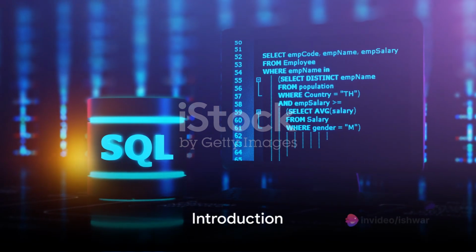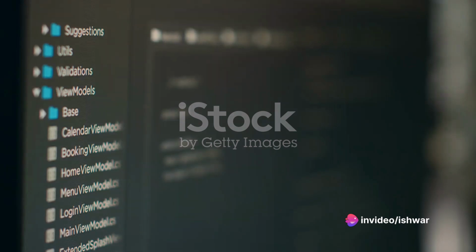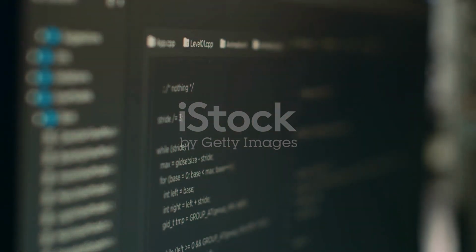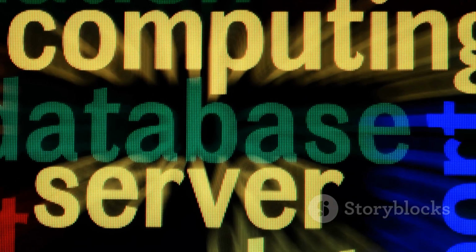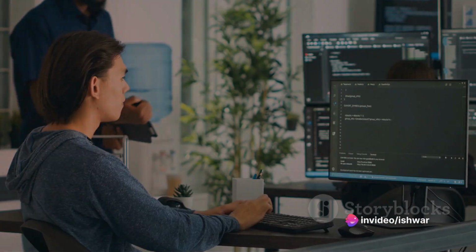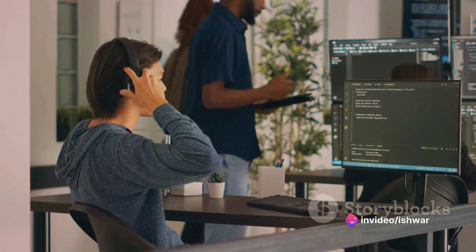Ever wondered what the difference between stored procedures and functions in a database is? Many of us have used these terms interchangeably, but they're not quite the same. Understanding the distinction is key to unlocking more efficient and effective database operations. Picture stored procedures and functions as two different tools in a database developer's toolbox.